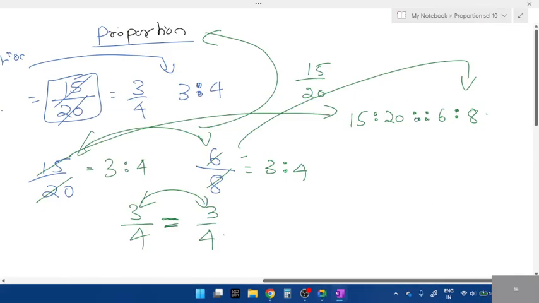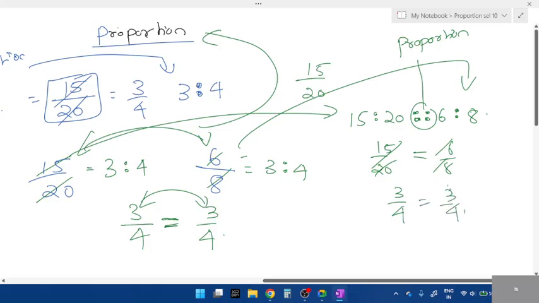Okay, this is the concept of proportion. 4 dots are given. 15 is to 20, 6 is to 8. So if I divide 15 by 20, this proportion symbol, students, this is proportion. The other meaning for proportion is equal to 6 divided by 8. If I reduce, what are we getting? On both the sides, you're getting 3 by 4. Okay, this is one way.